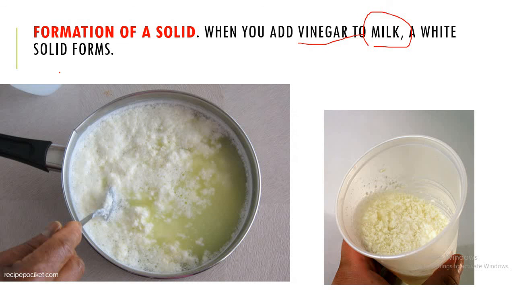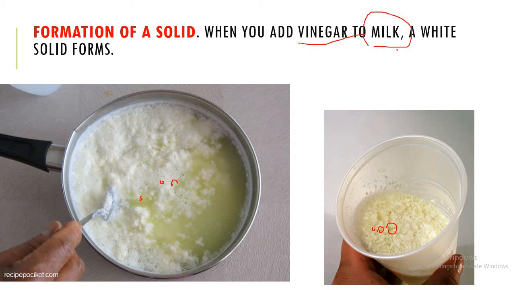Look, when you add the vinegar to the milk, it turned into solid. Look what happened. You can do it at your home. Bring the vinegar and milk and put them together, and look what happened. You see solid particles like this. This means that a reaction takes place here. So formation of solid is a sign of a chemical change.